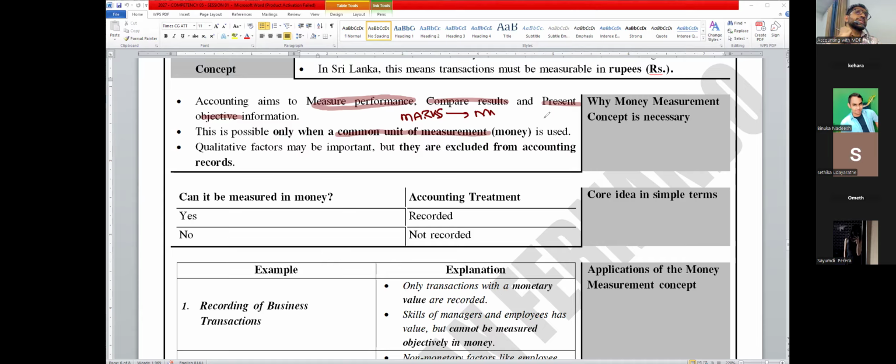Qualitative factors may be important, but they are excluded from the accounting records. I never said that the experience of a manager has nothing to do in the business. No, that is something that really matters. But what can we do for that? There is no rupee value. You can't measure it. You can't disclose it. So that needs to be excluded from the accounting records. This is one limitation in accounting. But we can't help it. How can we measure it? You can't.